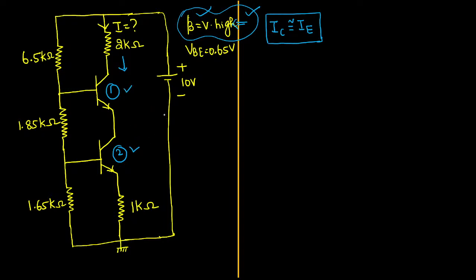Next, when collector current and emitter current are equal, it means what? For transistor 1, this is the collector terminal. So this is the collector current, this is the emitter current. Whatever current we carry here, call it I. Then the emitter current also will be approximately equal to I, because beta is very, very large. Now this emitter current is going to be the collector current for the next transistor.